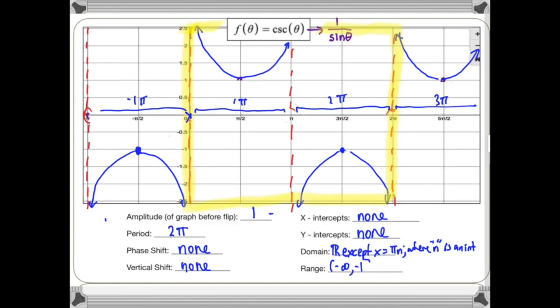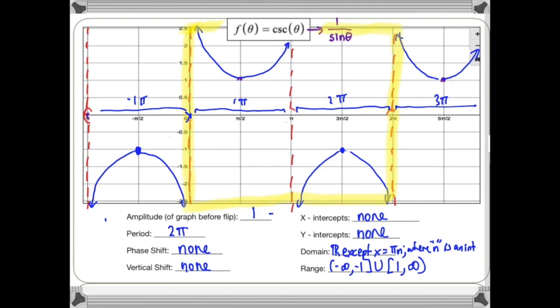And it includes that negative one. Then we have kind of like this break right in the middle here. So we have to union that and then start back up at one and then go to infinity. All right. So that is cosecant in its parent form.